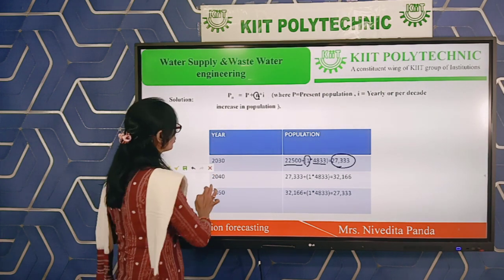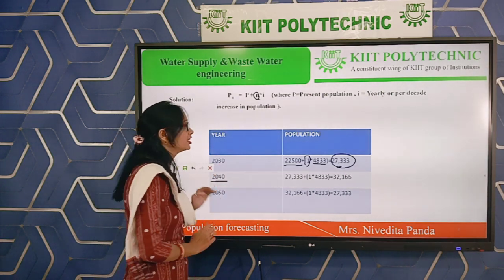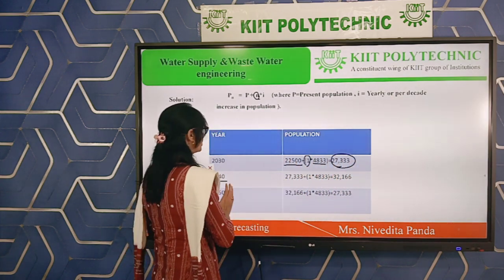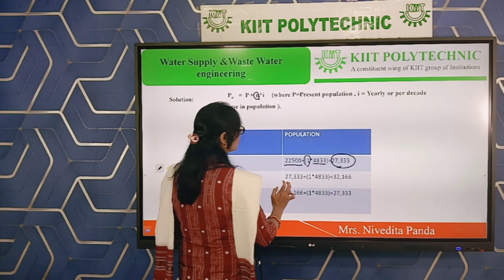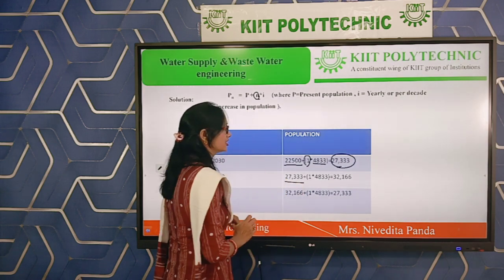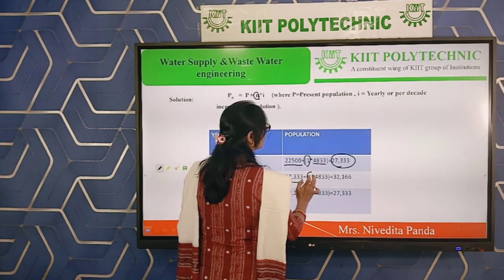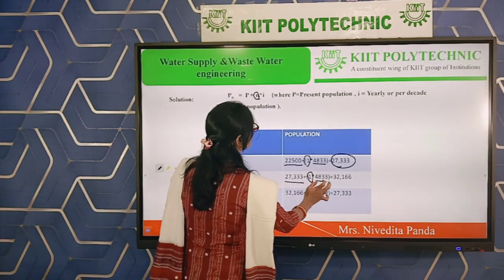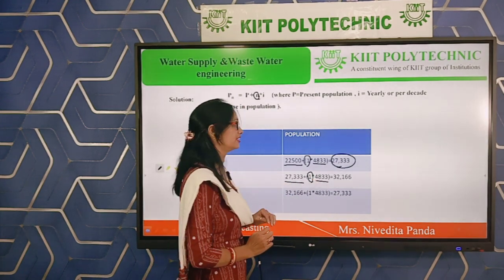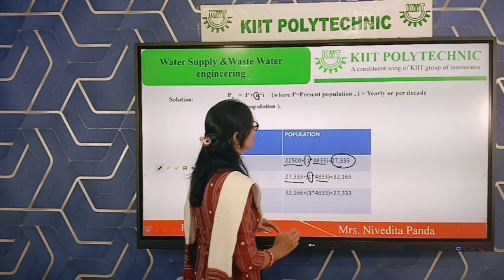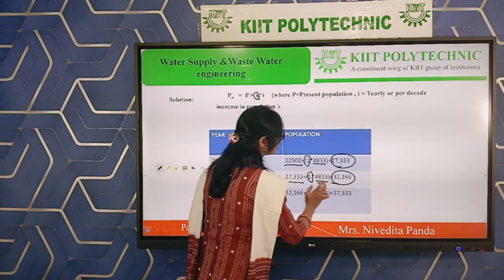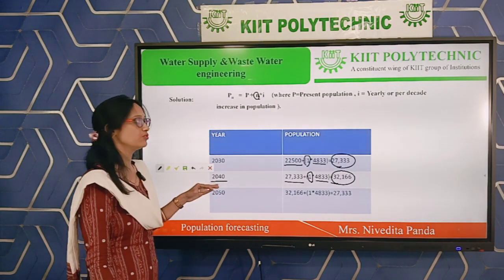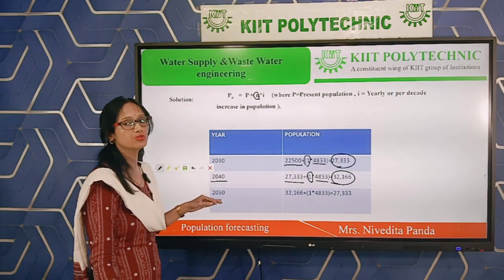After that, when we go for the calculation of 2040, we will take the present population of 2030 to calculate the 2040 population. Here we will take 27,333 plus N, which remains constant at 1, as I have already told you, times 4,833, the average increase in population, and after calculating, the total value we get is 32,166.